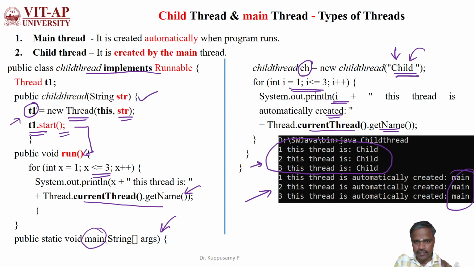So we have seen daemon threads and non-daemon threads. In the non-daemon thread, we have different types: child threads and main threads.